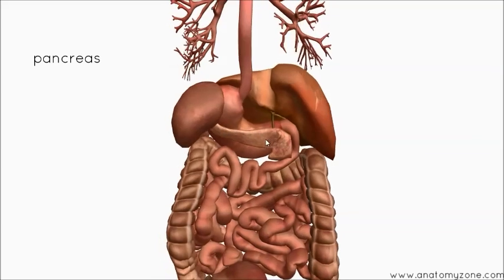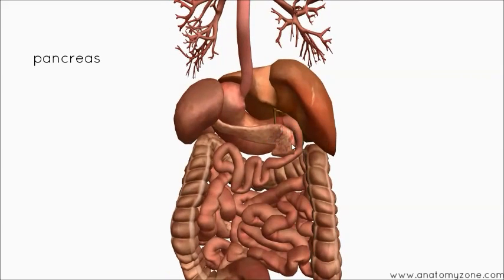Lying behind the stomach, we've got the pancreas. You can see this structure here. The head of the pancreas sits in the curve of the duodenum, and the tail extends to this organ, the spleen. The pancreas has endocrine and exocrine functions. The endocrine functions are producing insulin and glucagon, and its exocrine function is to produce pancreatic juice, which is secreted into the duodenum, and this aids digestion.